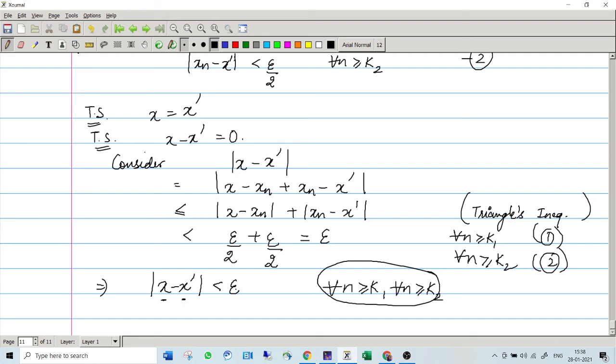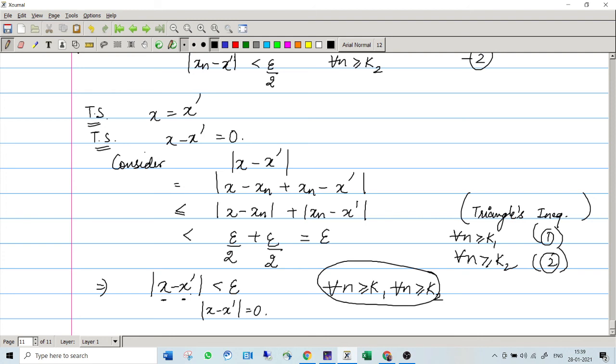So the only non negative quantity which is less than every positive number, which is less than half, less than 1 by 3, 1 by 4, 1 by 5. What is that non negative quantity? Isn't it zero? होना पड़ेगा इसको zero, क्योंकि this is true for every epsilon. एप्सिलॉन चाहे कितना ही छोटा कर दोगे, आंसर still x और x dash के बीच में जो difference है वो तब भी epsilon से छोटा है.